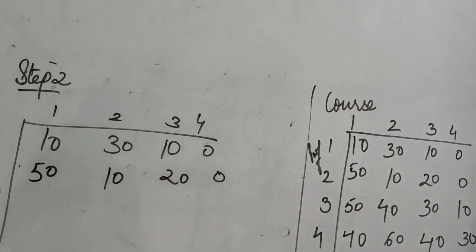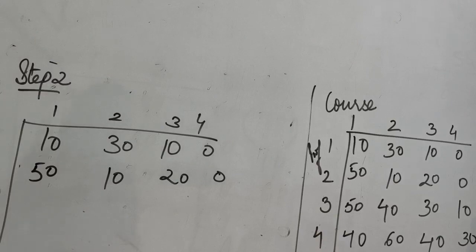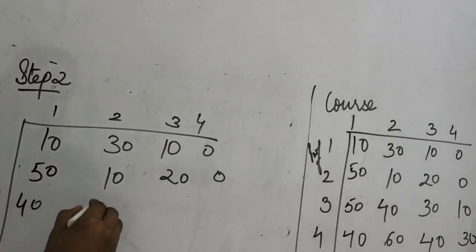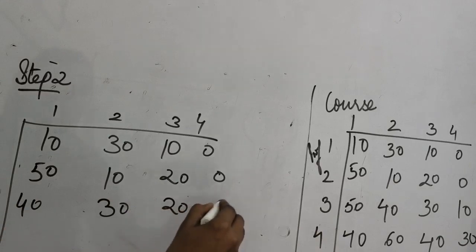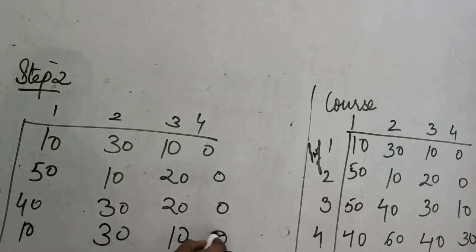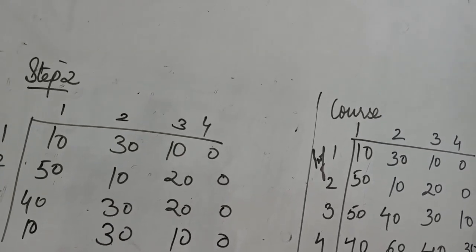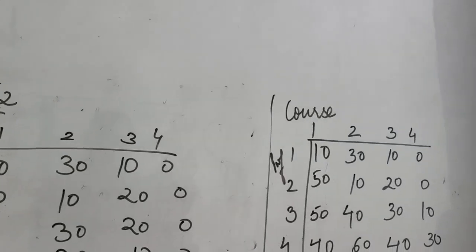Now for the third professor we can see that the minimum element is 10 in this row. So subtracting 10 will give 40, 30, 20 and 0. And in the last row the minimum element is 30. So we are going to subtract 30. This will be 10, 30, 10 and 0. Now after doing the row reduction, the next step for us is going to be the column reduction. Now let us move to the column reduction step.